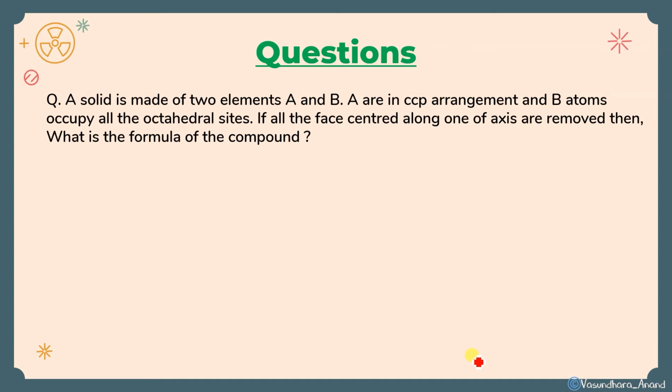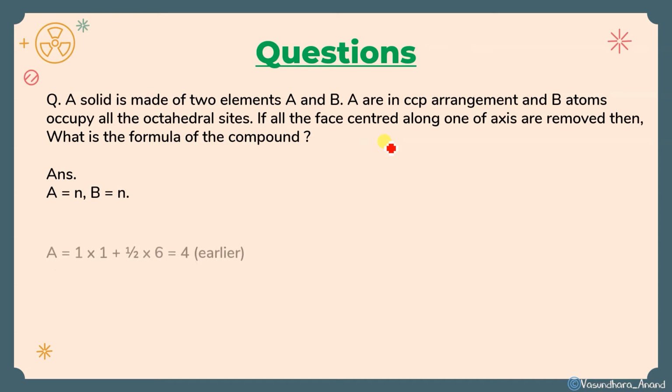Here solving by N alone will not work, because something is written over here: if all the face centered atoms along one axis are removed. Already we have done this kind of question. Yes. So the B atom will be in the sides, so there will be no difference on the B atom, because it is fitted into the sides. The one which is at the face center will go. So A are in CCP, what happens in this? 8 into 1 by 8, and plus 6 into 1 by 2, 6 on the faces. Yes. So if one axis is going, then earlier it was 6, now it will be 4. So 4 into 1 by 2.